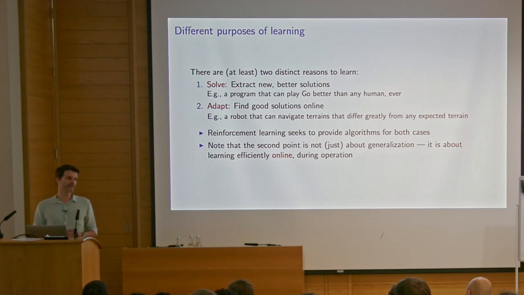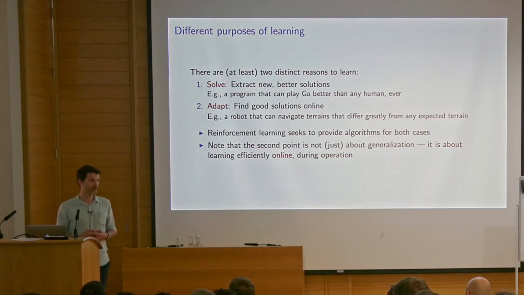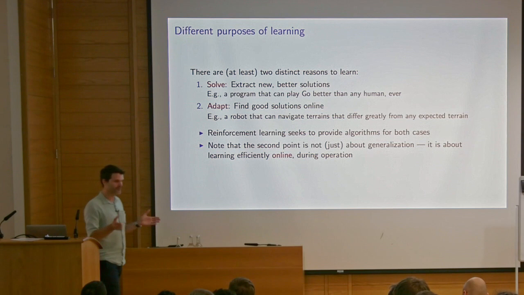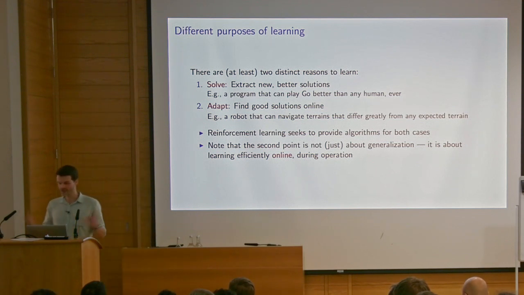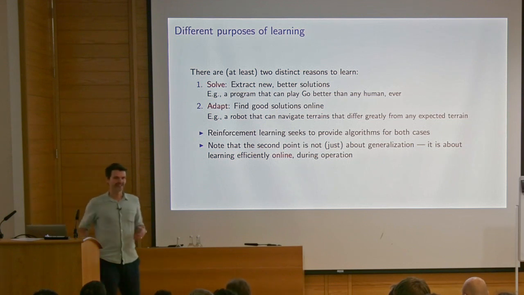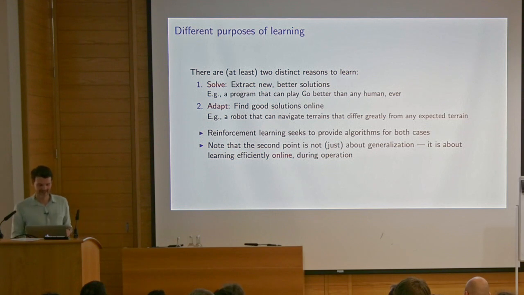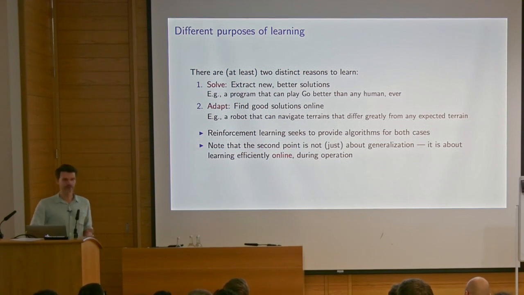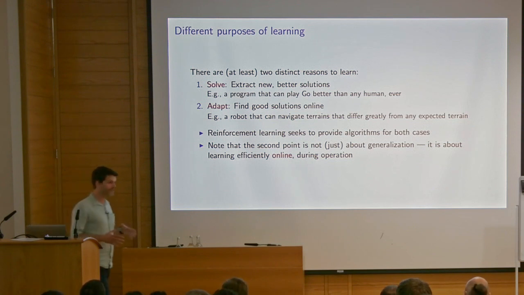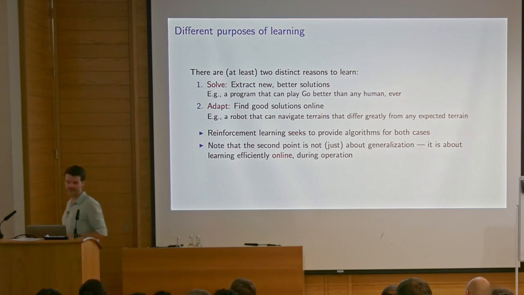But if you want to learn online, you need algorithms that can work well within that regime, that can learn, for instance, fast. If something happens that is important and novel, you might want to be able to adapt quickly, because otherwise you might take the wrong decision, and if it's an irreversible path, you might take a wrong decision that you can never recover from, and then learning might cease, because, say, your robot is now stuck in a certain room that it can never exit again with its current wheels or whatever you gave the robot. Reinforcement learning as a general field of research seeks to find solutions for both of these cases. And I also wanted to note that the second point is not just about being able to generalize. It's not just about learning from your initial data set and then generalizing to many different cases. It's also about efficient learning online, as I said, during the operation.